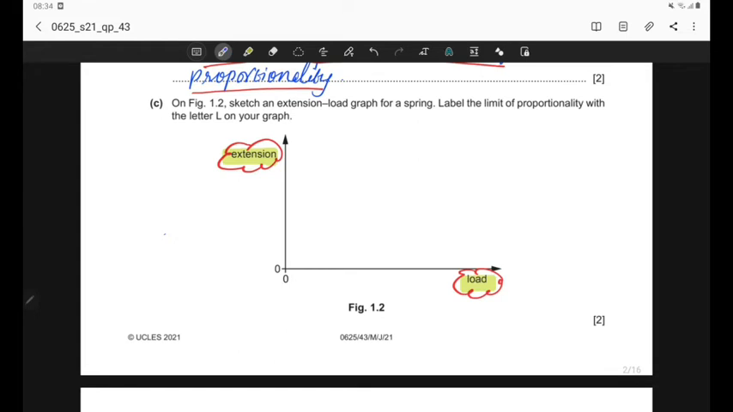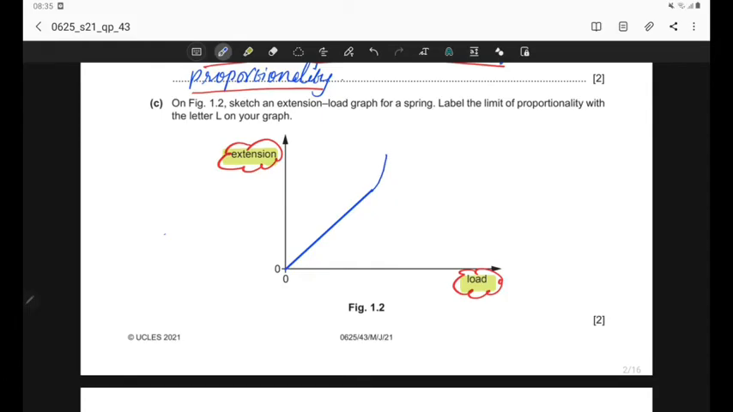So when we plot the graph, as load and extension are directly proportional, it should be a straight line starting from origin. Then after limit of proportionality, the line won't be straight as it does not obey Hooke's law. Then it will extend a bit upwards, or gradient will start to increase.